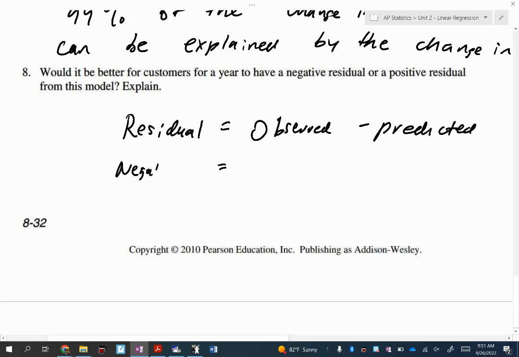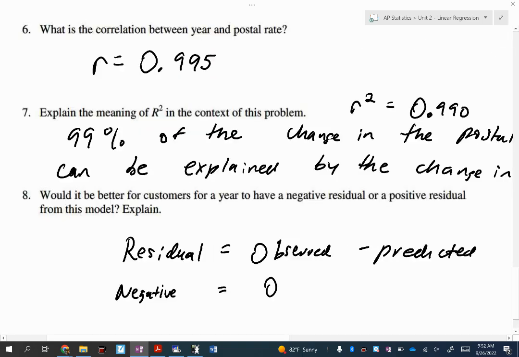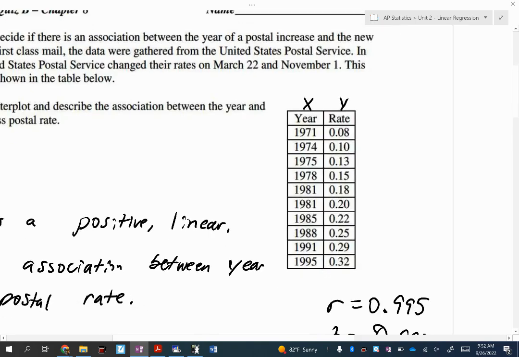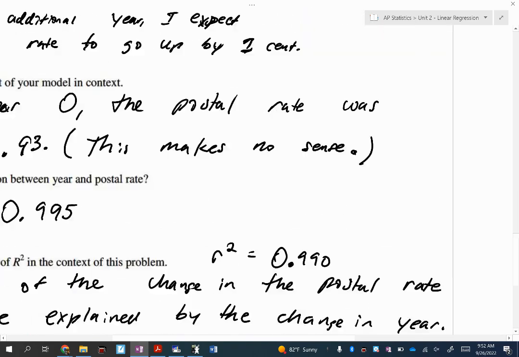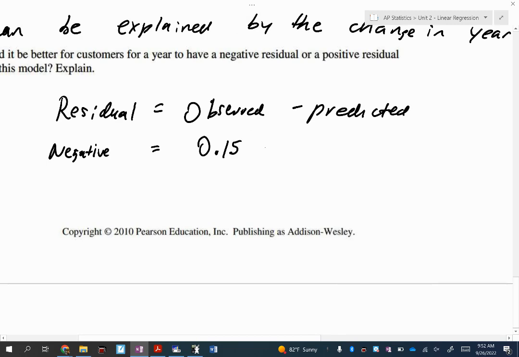Okay, let's see. So negative residual. So that means our observed. So let's make up a rate here. Let's just use 15 cents. So 15 cents minus 18 cents. That would give me a negative number, right? Okay, so that means that actually the postage rate for whatever year this is, the actual rate is 15 cents. Okay? When the model is predicting it should be what? It should be higher, 18 cents. Is that good for us, the consumer? Yes, it is, because we're paying less than what the model thinks.